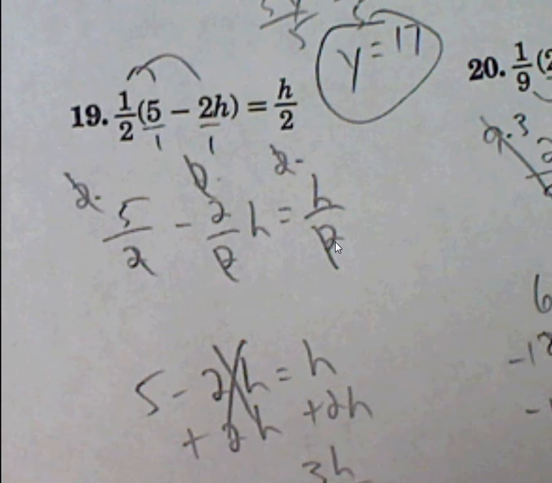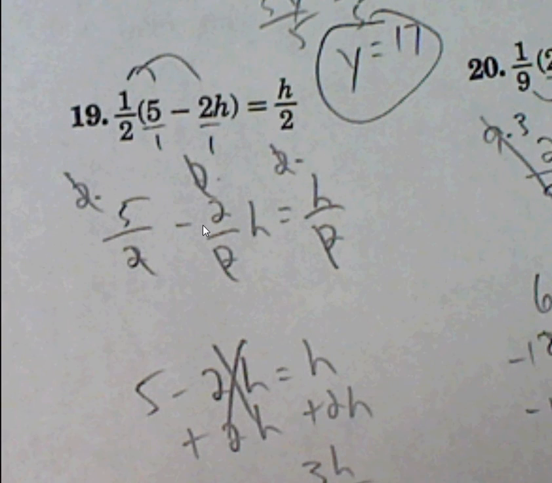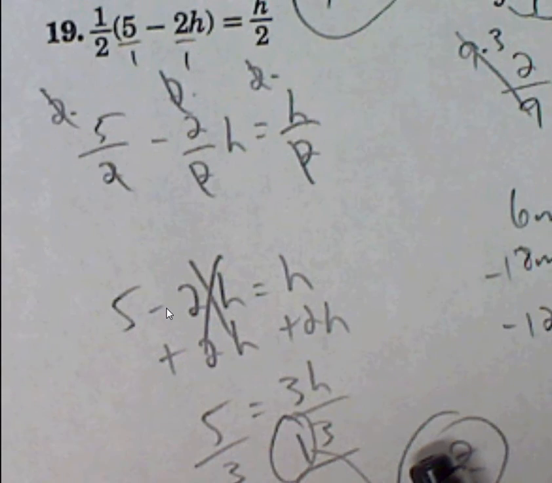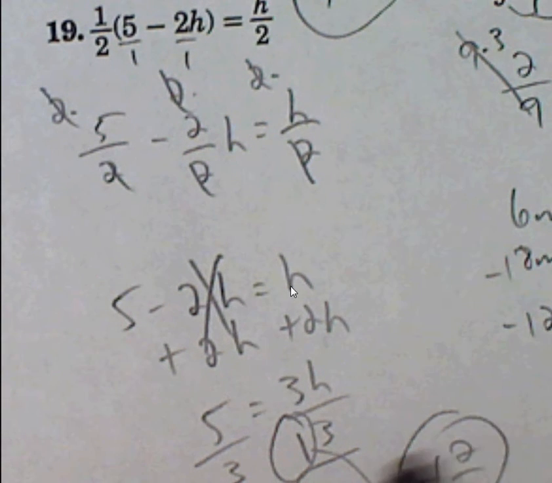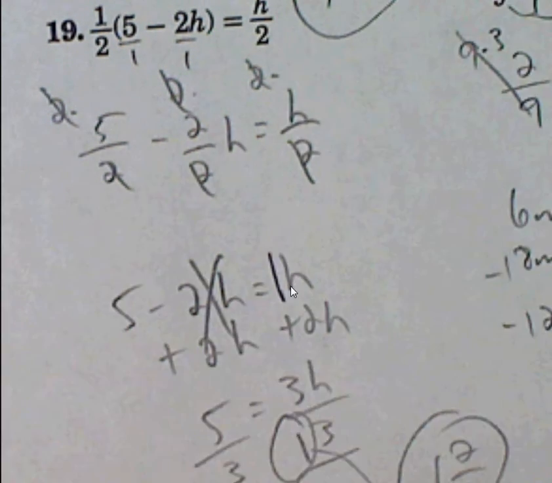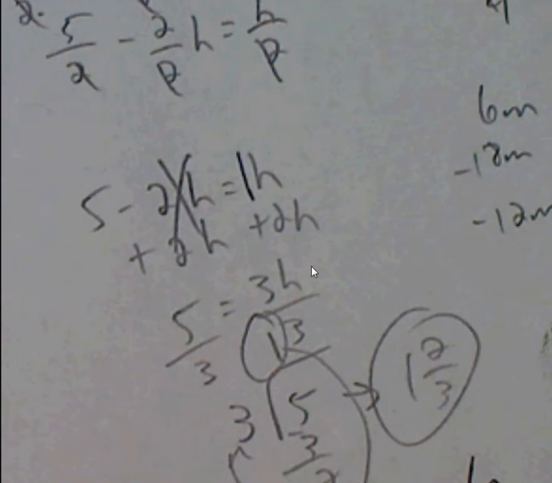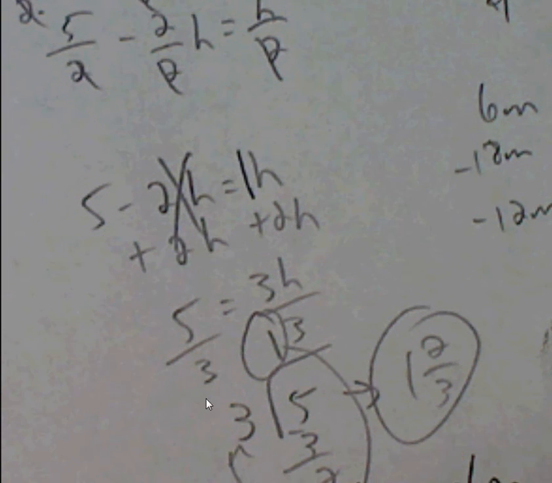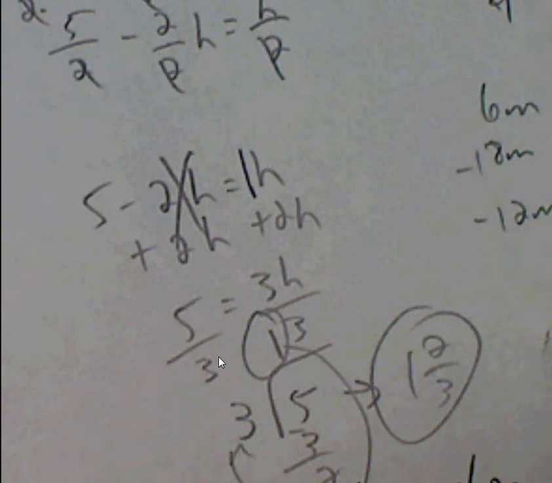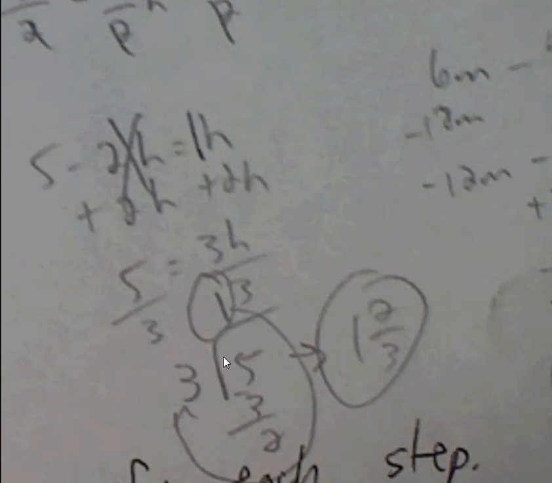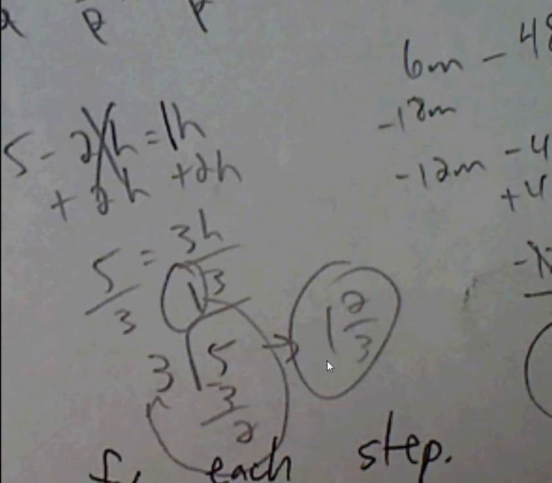My denominator is 2, so I'm going to multiply everything by 2. These 2's cancel, so I'm left with 5. These 2's cancel, I'm left with minus 2h. These 2's cancel, so I'm left with 1h. Then I brought over my 2h, plus 2h, plus 2h, I get 3h. Divide by 3 and I get 5 over 3. Then I change this into a mixed number and I get 1 2/3.